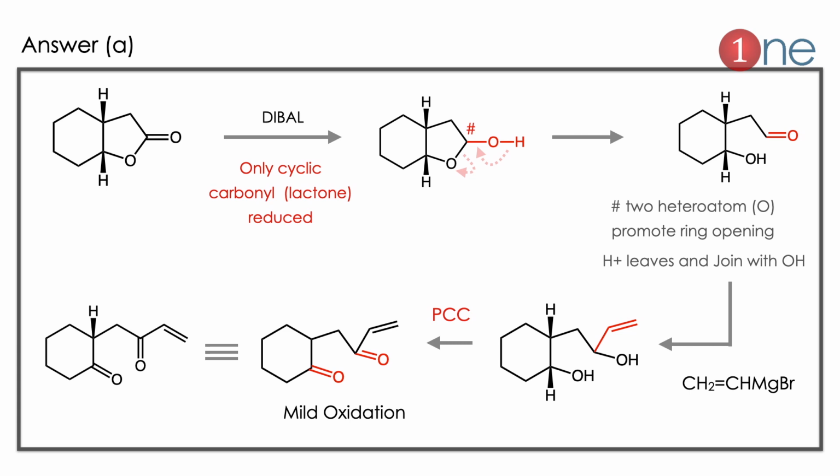The answer is A. Let us see how. The starting material is a lactone, so we are using DIBAL. DIBAL is the reducing agent, only the carbonyl in the ester will be reduced, so that will become OH. Here the ring has to be opened. Why? Because the ring is attached with 2 heteroatoms, which is unstable. So the ring has to be opened. So the ring opened, one side ketone and one side alcohol is forming.